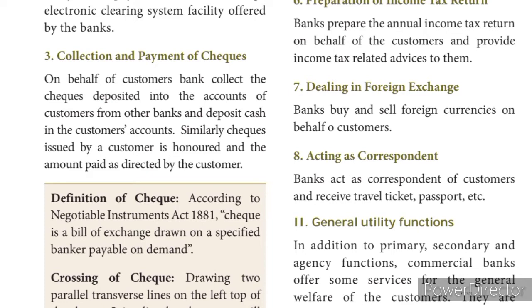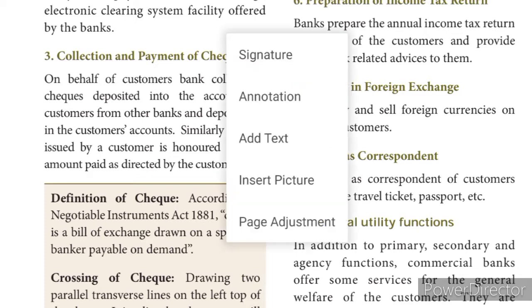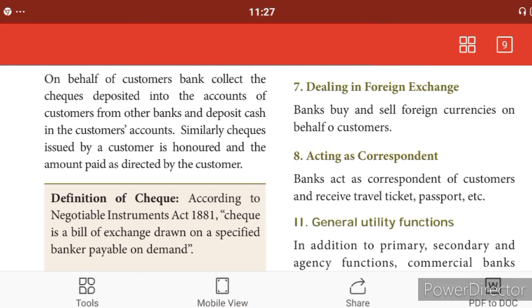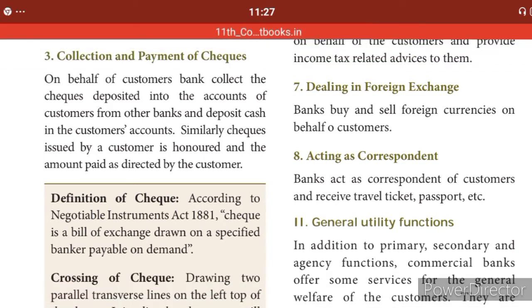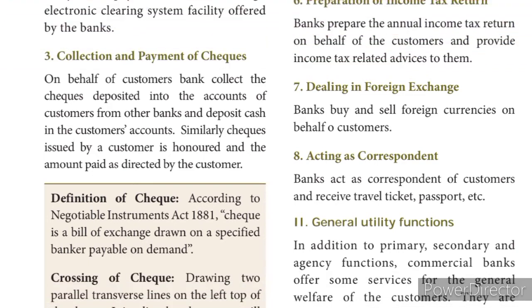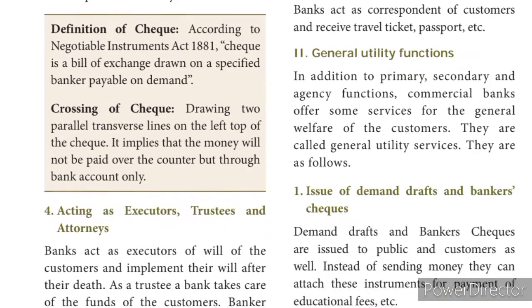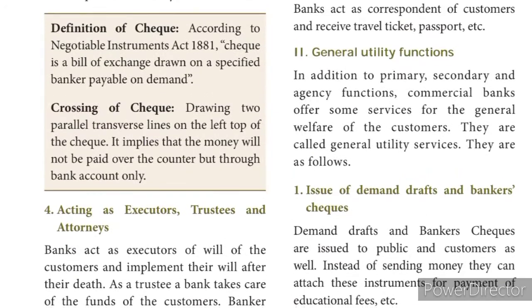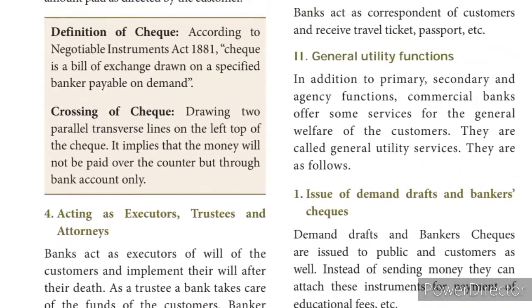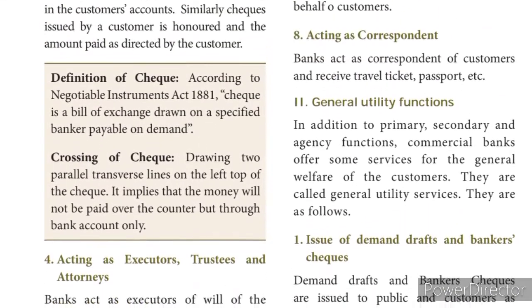The bank collects the checks being deposited into the account of customers from other banks and deposits the cash into the customer's account. Similarly, checks issued by the customer are honored and the amount paid as directed by the customer. So this also happens. You can take the money for a check, or you can put the check in and get the money into a different account, though you are not having the same branch, same account name, or same bank.